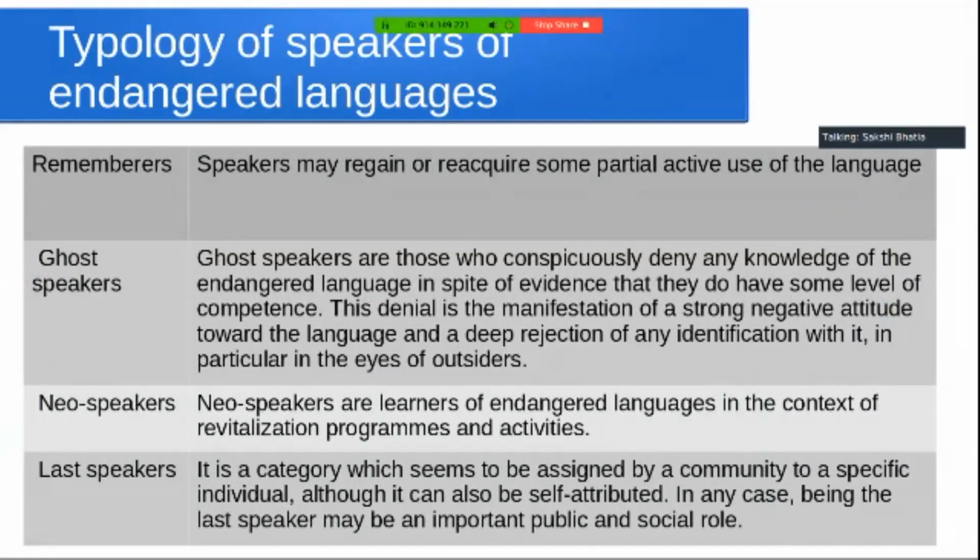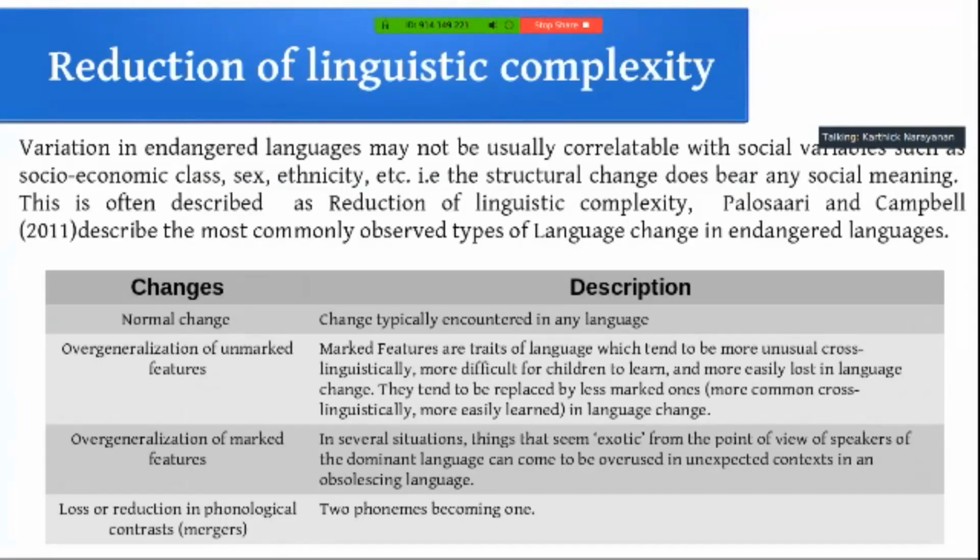Okay. So the other thing that is often left out is reduction of linguistic complexity. Very often, linguists have seen that when you're looking into an endangered language, there's a lot of change, or rather a lot of variation that you get in the data. The variation in the data is not necessarily common to all language change. I'm going to talk about Palosaari and Campbell's typification, not really a typology, of changes that you see in endangered languages.